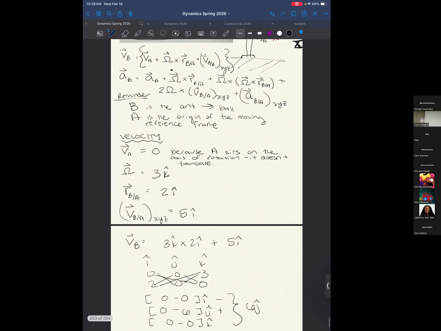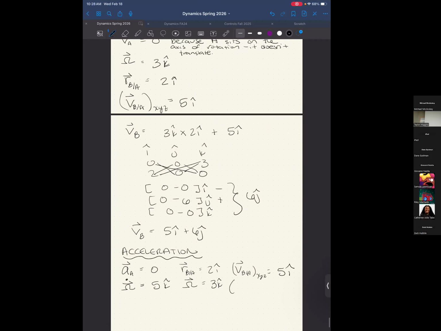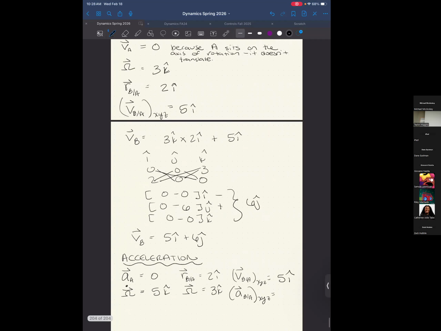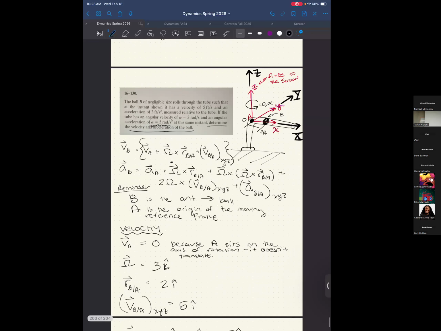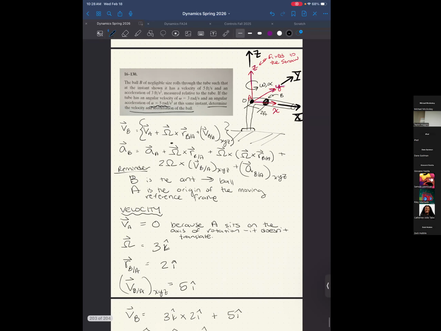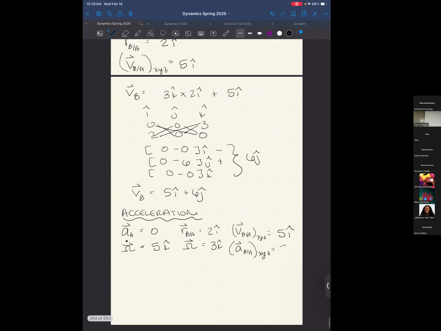Last one is relative acceleration. Okay, in words, this is the translational acceleration of B relative to A as viewed from the red frame, or relative to the tube. Is it 3? What direction? I hat, yeah. Beautiful. Excellent, that's it. Kind of. Plug and chug.